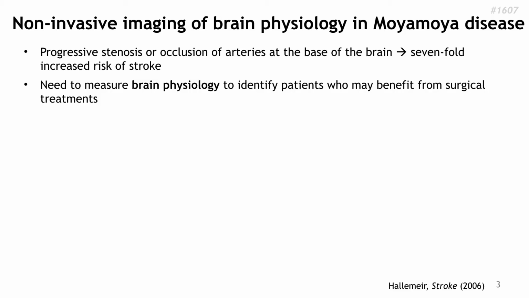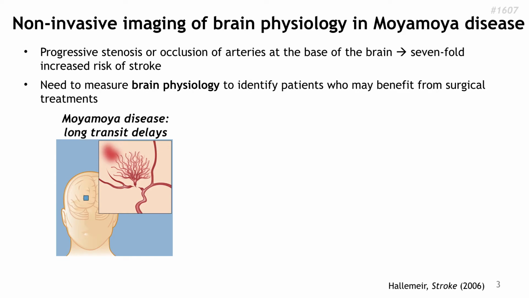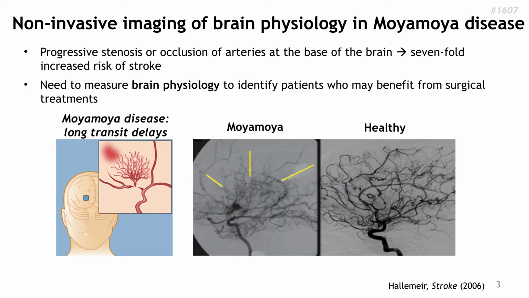Moyamoya disease is an idiopathic steno-occlusive disease where arteries at the base of the brain constrict over time. And it's important in these patients to non-invasively image brain physiology because during these occlusions, many patients develop collateral small abnormal vessels to try to compensate for the reduced flow. But it's hard to know from the vessel's occlusion itself whether this patient is suffering from functional deficits.